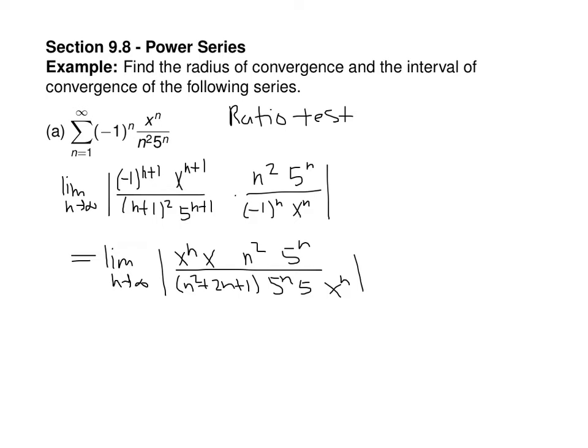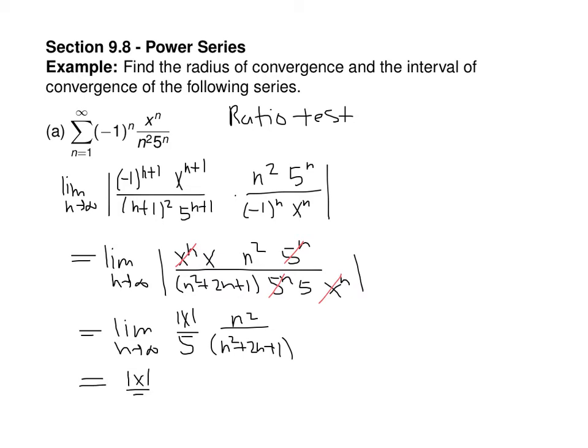And a whole bunch of stuff should cancel. The x to the n's cancel, the 5 to the n's cancel, and we have the limit as n goes to infinity, the absolute value of x over 5 multiplied by n squared over n squared plus 2n plus 1. And that will equal the absolute value of x over 5. And we will have convergence as long as this is less than 1. And if the absolute value of x over 5 is less than 1, that implies that the absolute value of x is less than 5. And that tells me that the radius of convergence, r, is equal to 5.